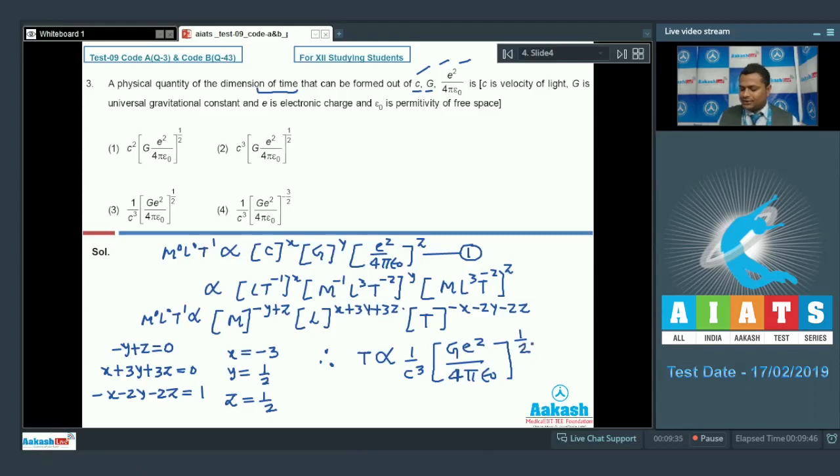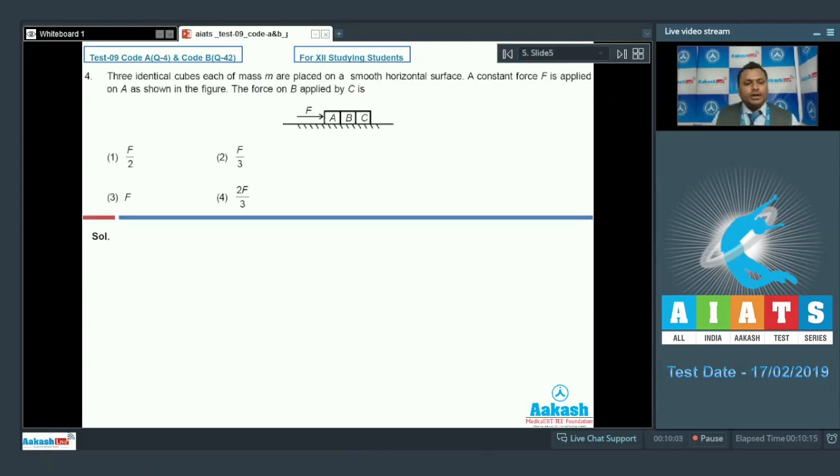So now if we search the option according to our answer, then we will go with option number 3. Now let us proceed to the next question, that is question number 4. In question number 4 it is saying three identical cubes of mass m are placed on a smooth horizontal surface. A constant force capital F is applied on A as shown in figure.